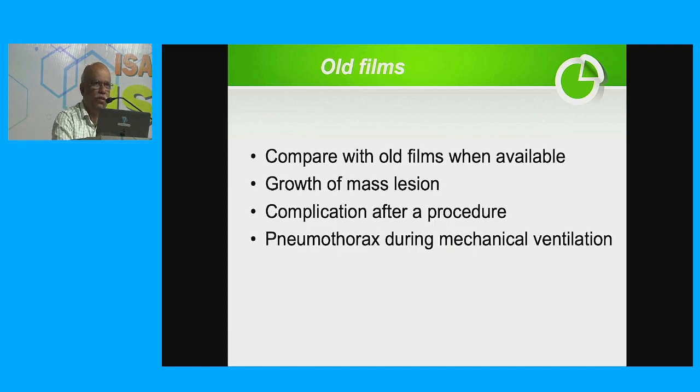Always compare with an older film, when they have a mass lesion, for the growth of the lesion or something else, and also compare with other radiological investigations like CT scan and so on, if available. Okay.